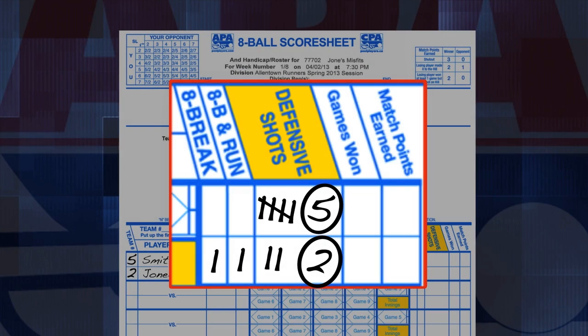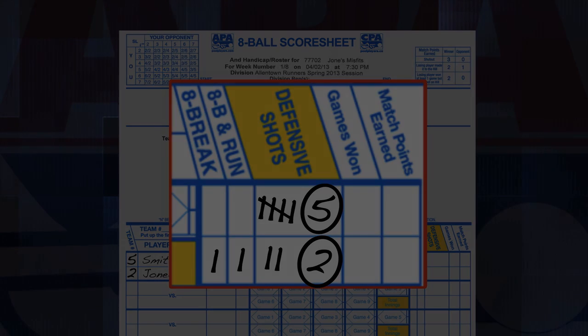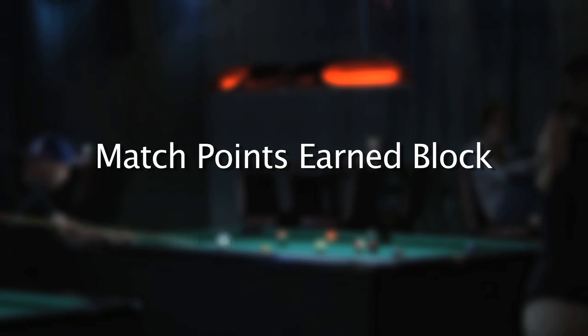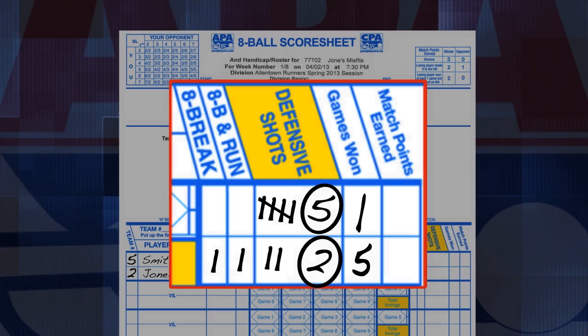The Games Won block. The total number of games won by each player is recorded in the Games Won block. As shown here, Joe won 5 games and Steve won 1. The Match Points Earned block. Using the 3-point scoring system, you will write the number of match points each player earned in the Match Points Earned block. In order to determine match points, refer to the Games Won block immediately to the left.